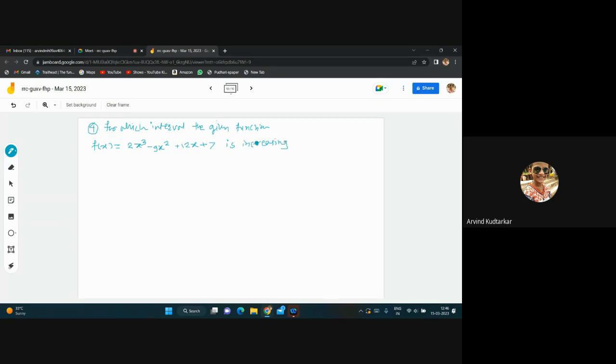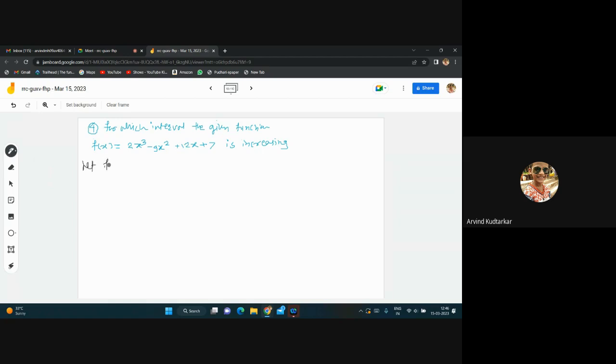So it means that for which interval the given function is increasing. Function is increasing at which values of interval? That interval is to be determined. Okay. So the interval we can get by using the concept of differential. So write the function first. Let f of x be the function.